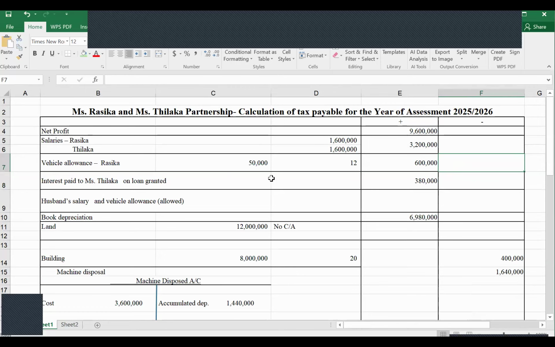Vehicle allowance to Rasika is also a type of salary, therefore it is also not allowable. So 50,000 is per month. We have multiplied it by 12 to calculate the annual allowance, 6 million already added. Interest paid to Miss Tilaka on loan granted. So partners' salaries and partners' interest are not allowed as a deduction, so it is also added.